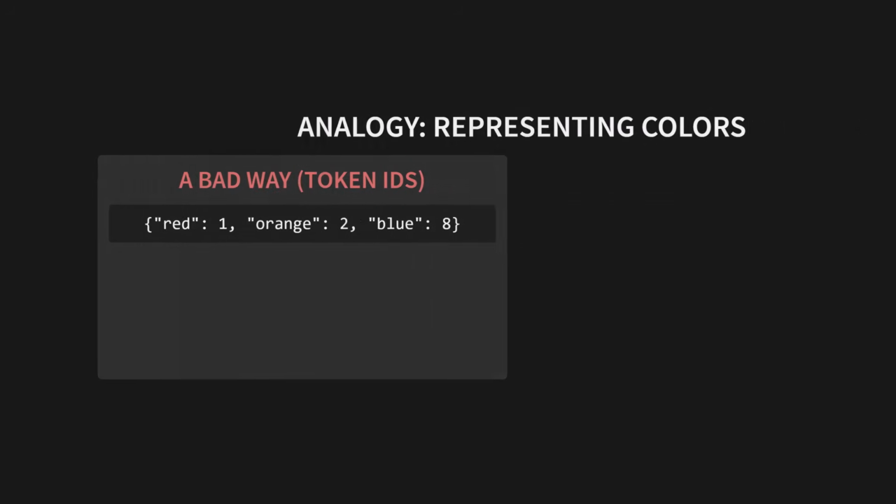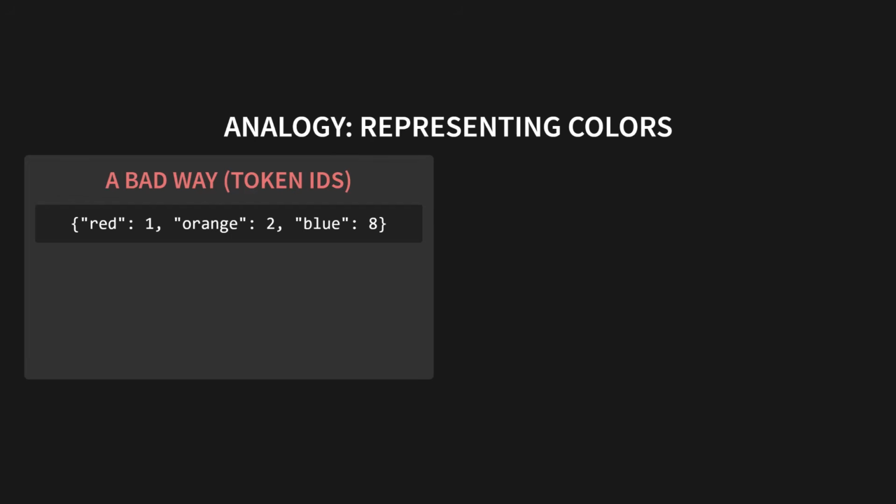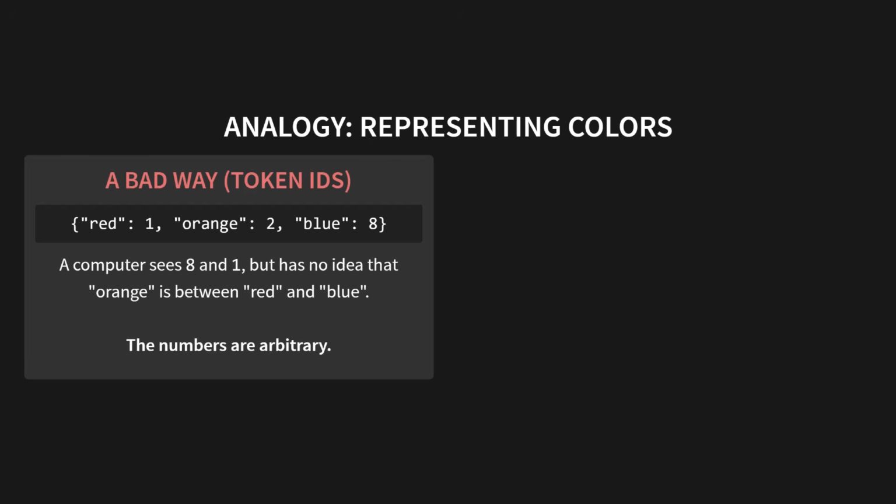Let me give you an analogy. Let's think about representing colors. A bad way, just like our token IDs, would be to assign them arbitrary numbers. Maybe a dictionary, where red is 1, orange is 2, and blue is 8. A computer sees 8 and 1, but has no idea that orange is supposed to be between red and blue. The numbers are completely arbitrary.